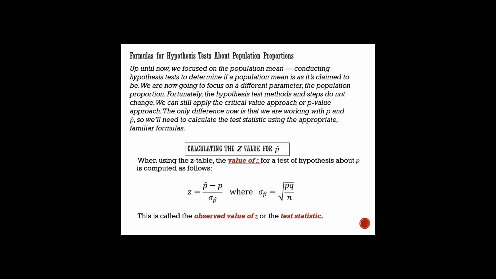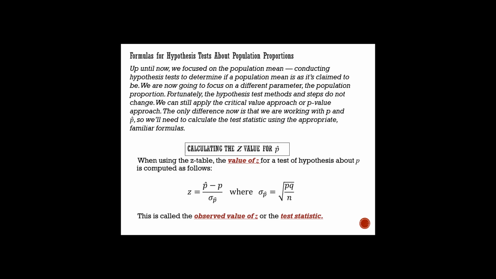So fortunately, the test methods and the steps don't change at all. We still apply the critical value approach or the p-value approach. The only difference now is, just like confidence intervals, we're working with p and p-hat. So we'll calculate the test statistic using the familiar formula. It should be familiar to you now. For z, we're going to say p-hat minus p divided by that standard deviation that we calculate.